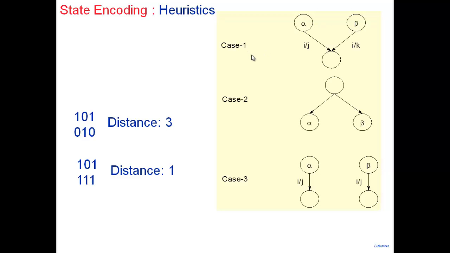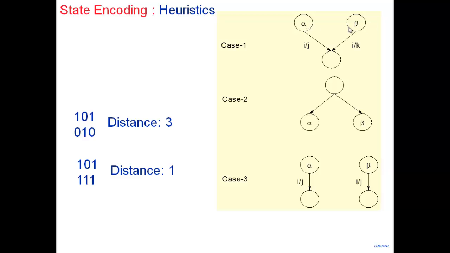What it says is that one should look for patterns such as the 3 patterns that are shown here. Let's look at case 1. Case 1 says that if you see a state alpha and a state beta, and for a given input I, both go to the same state, then what you should do is try to assign a code to alpha and to beta such that the distance between them is minimum. So this is what this particular heuristic is saying.